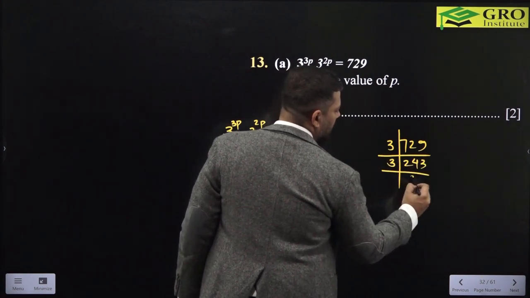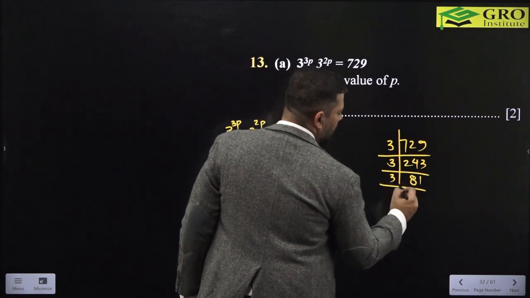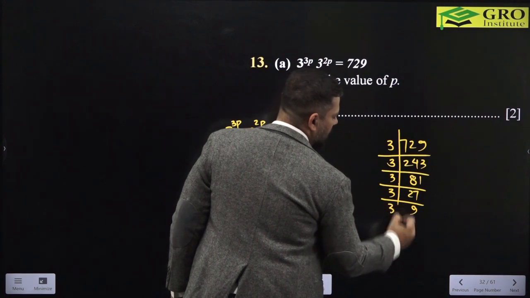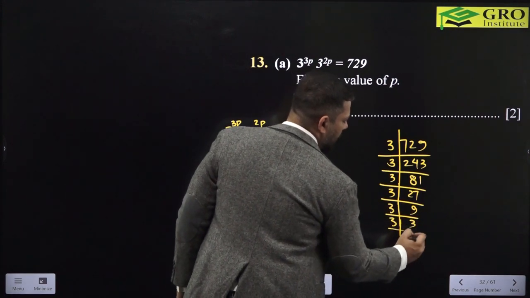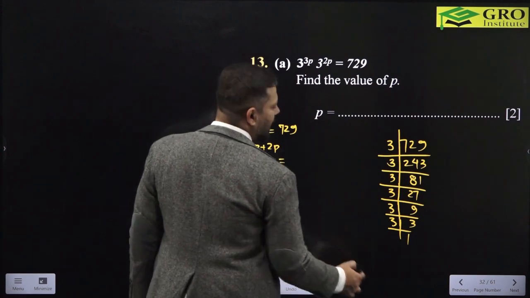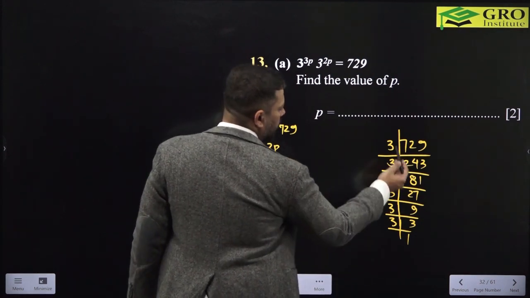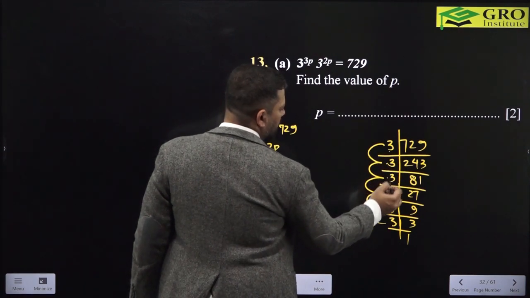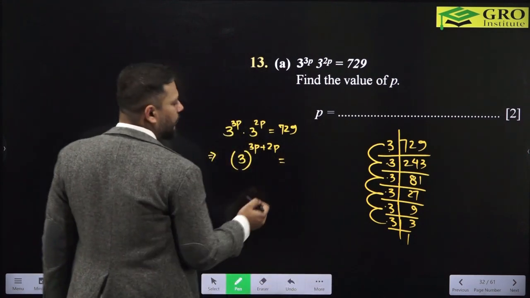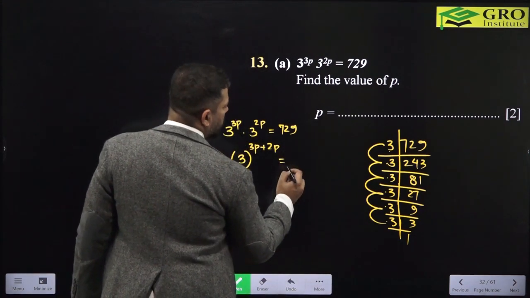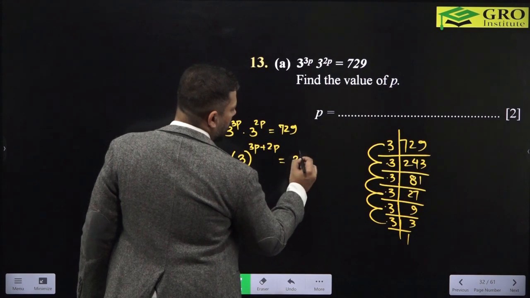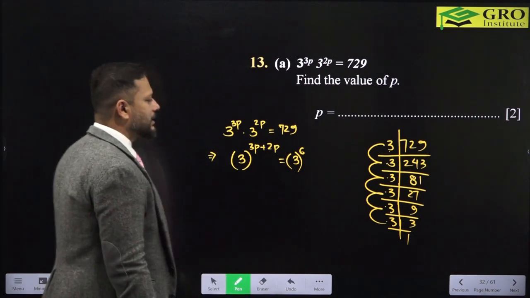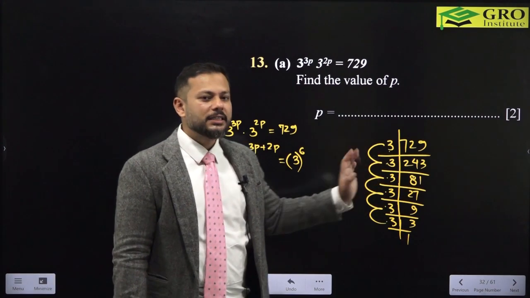Again, if I divide by 3, 81 times. Again, divided by 3, 27 times. Again, by 3, 9 times. Again by 3, 3 times, and then again by 3, only once. So how many times do we see that 3 is getting as the prime factor? 1, 2, 3, 4, 5, 6. So I can write 729 to be 3 raised to power 6, isn't it? Because 729 is simply 3 multiplied with itself 6 times.